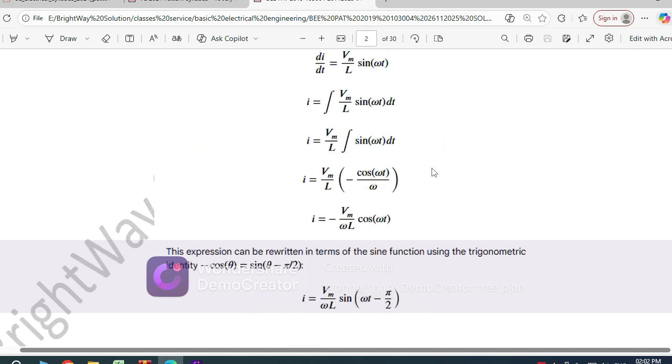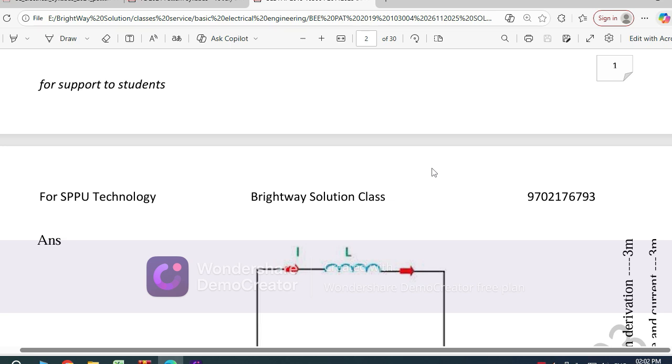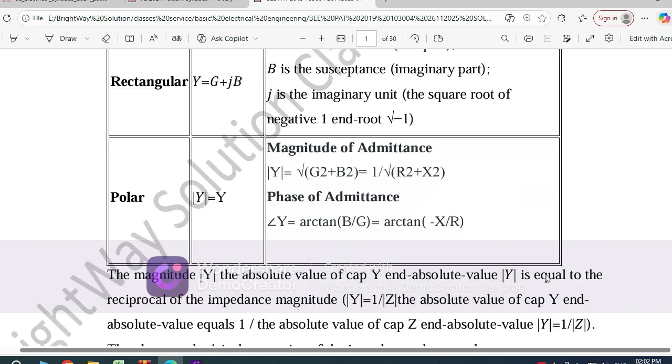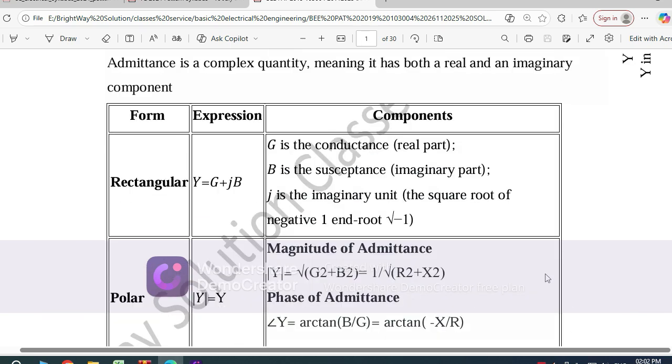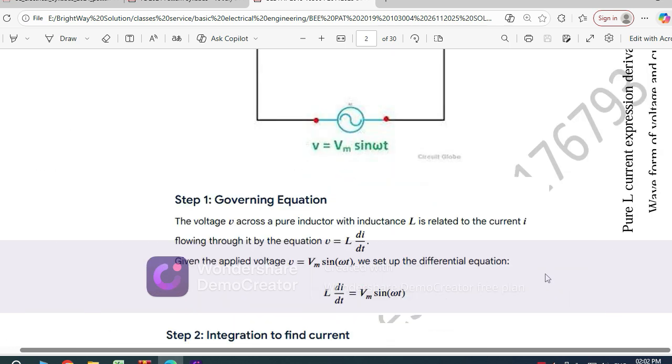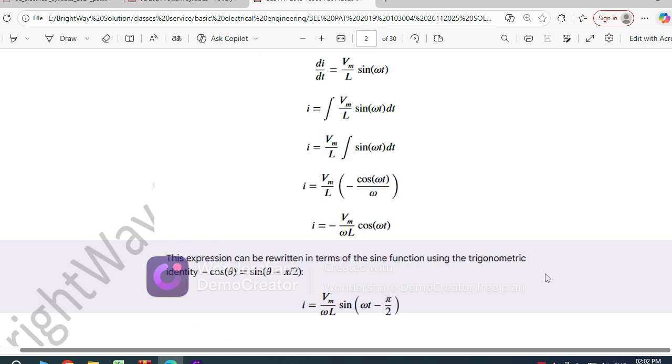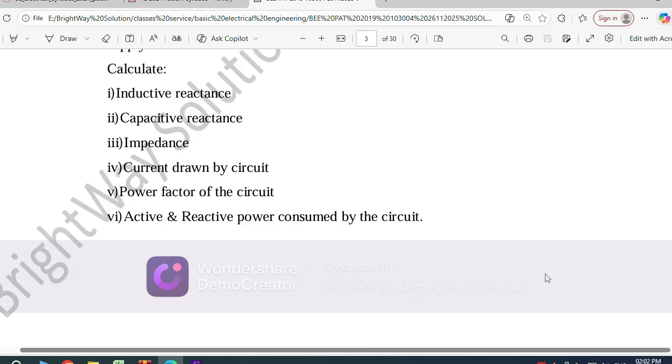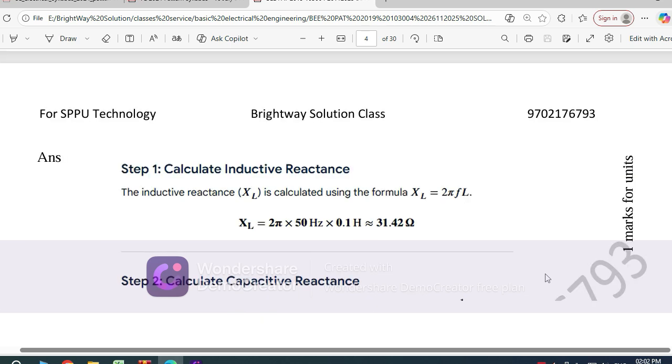6 marks if we consider this. Okay, so 3 marks is divided for derivation. Here 3 marks for derivation and waveform and current expression 3 marks. Okay, easiest. Next question is there.